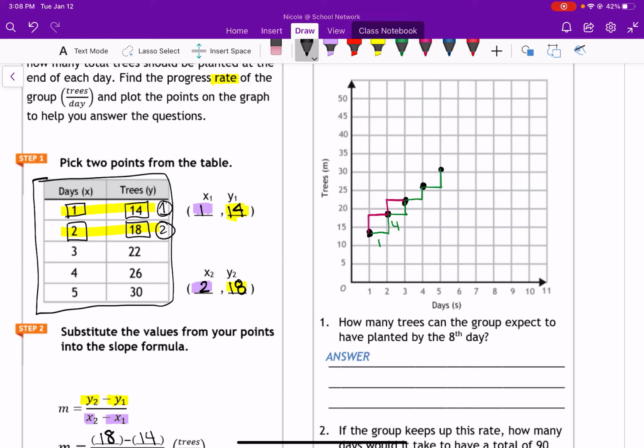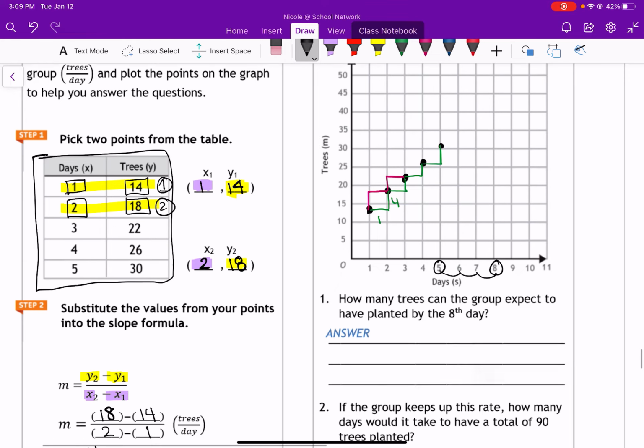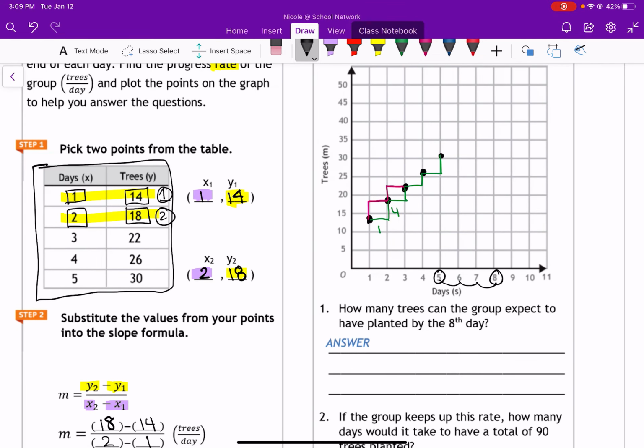So here, we stopped at 5. How many more days is until 8? So we have 1, 2, 3. So that means we're going to have 3 days, but each day we're increasing by 4 trees. How many times do we have 4? We have 4, 1, 2, 3 times, right? So from 30, we have to go 12 more for the trees.